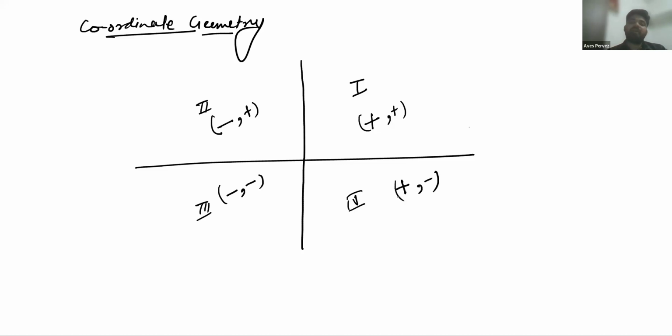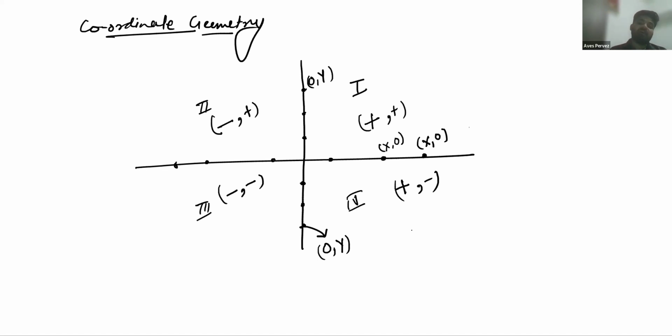And every point on the x-axis is going to have y equal to 0. It can have some value of x, but y will be 0. And every point on the y-axis is going to have x equal to 0. So if I'm asking about this point, it is going to have 0 abscissa and some value of y. Whatever the value, if it is 5 here, then it will be (0, 5).